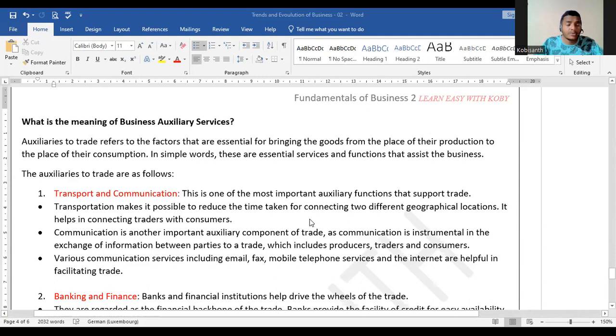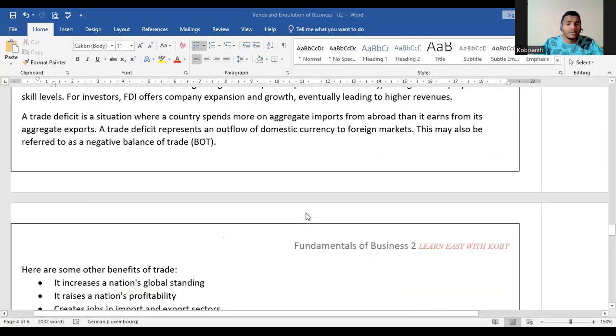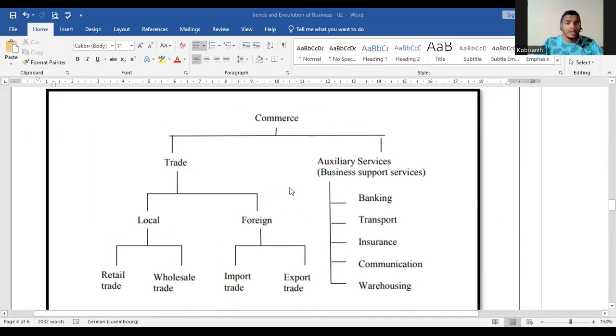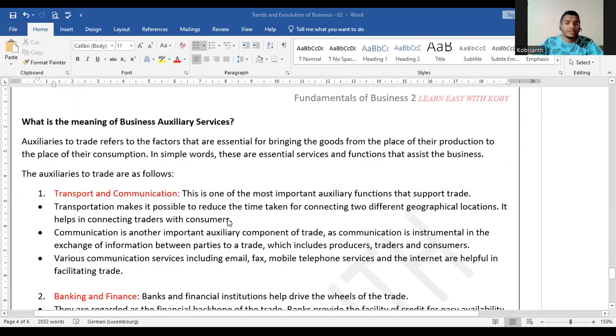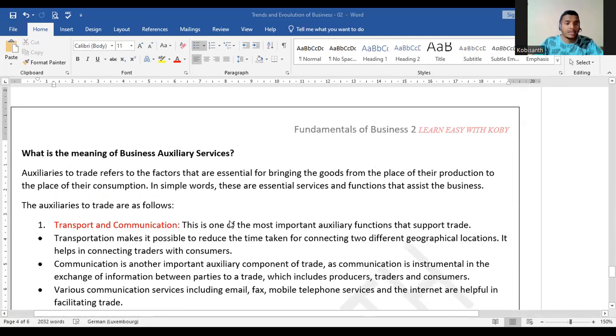All right. Next, we're going to talk about the meaning of business auxiliary services. By this time you should have understood that commerce is a combination of two different things. One is trade, the other one is called auxiliary services. Together this becomes commerce. So today I'm going to give you a brief explanation of this, and we will be talking in detail in our next session. What is the meaning of business auxiliary services or supporting services?